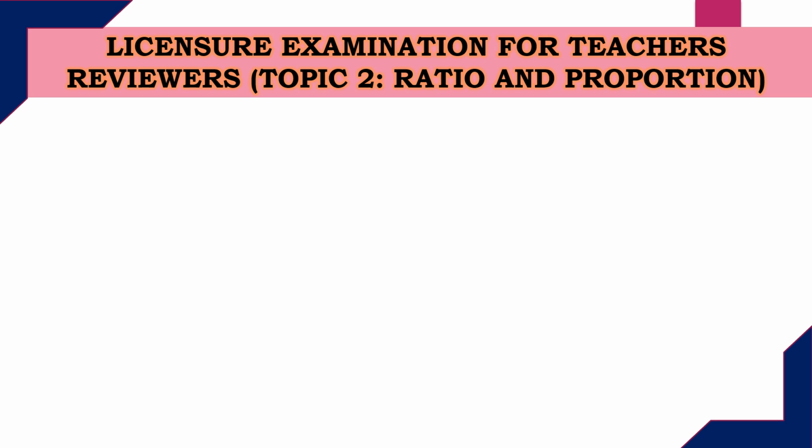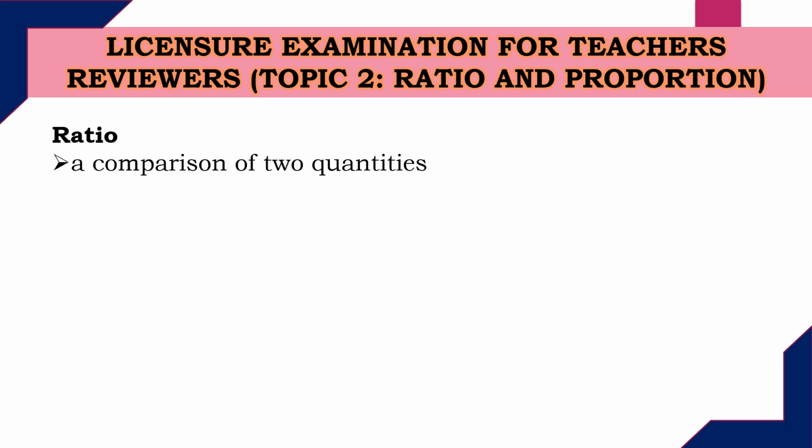Before we proceed with the review questions, let us recall first what ratio and proportion mean. A ratio is a comparison of two quantities, and it can be written in different forms, like A is to B or A over B. In the ratio A is to B, A is called the antecedent and B is called the consequent. A ratio A is to B is simplest if its antecedent and consequent have no common factor other than 1.